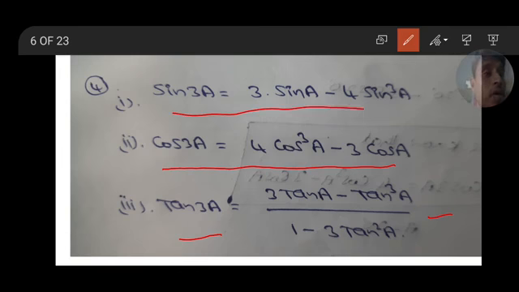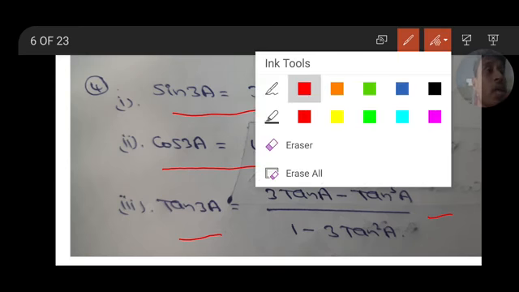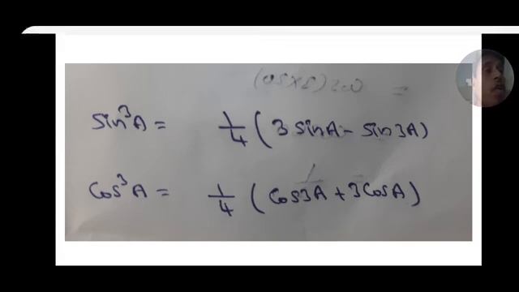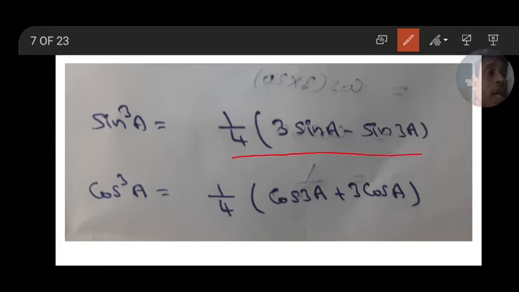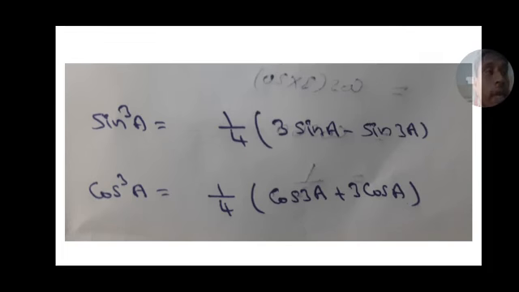From these formulas, we get the sin cube formula and the cos cube formula. Simplification: sin cube a equal to 1 by 4 into (3 sin a minus sin 3a), and cos cube a equal to 1 by 4 into (cos 3a plus 3 cos a). These are multiple angle formulas: sin 2a, cos 2a, tan 2a, and sin 3a, cos 3a, tan 3a.